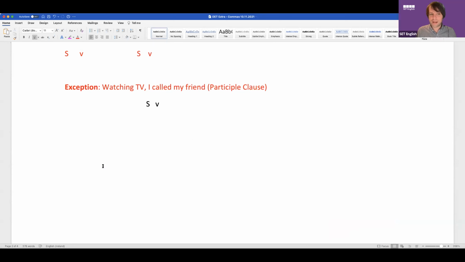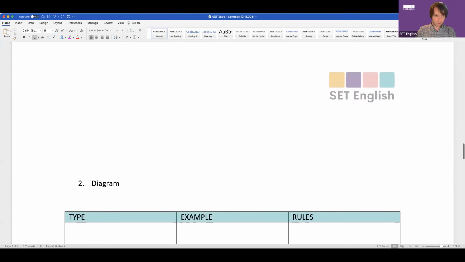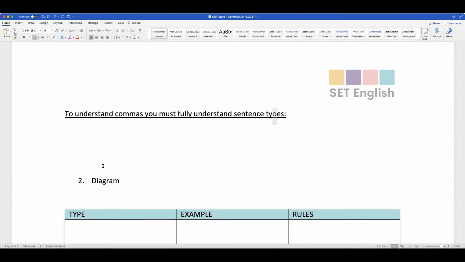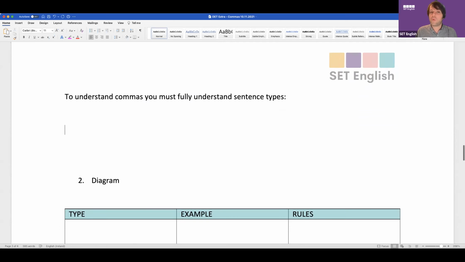So this is very, very important because I know it seems simple now, but let's talk about sentence types, okay? Because to understand commas, you have to understand sentence types. So I'm going to put that on the board. To understand commas, you must fully understand sentence types. How many types of sentence are there in English? Does anyone know here? Three. Bianca, go on.